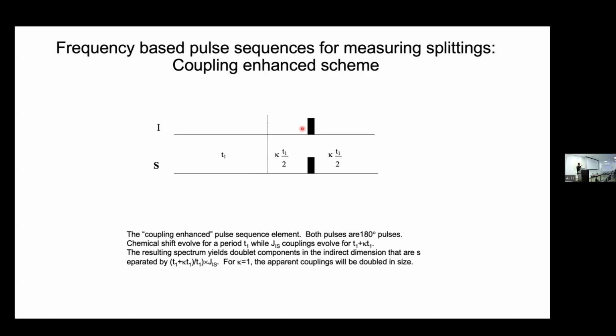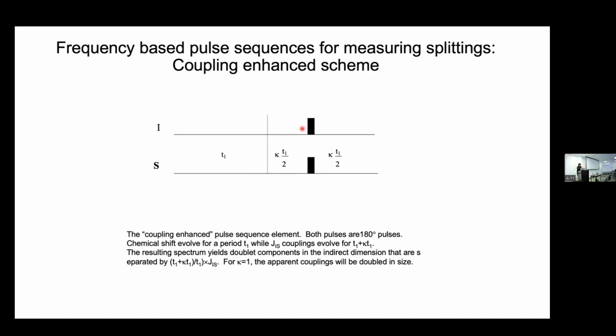If I had only one 180 on the carbon nucleus, on the S nucleus, then I would refocus J couplings as well for that period, just like a chemical shift. If I had one 180 on the proton, I would also refocus it. But when I put the two, I flip both of them, and so the coupling evolution remains the same.